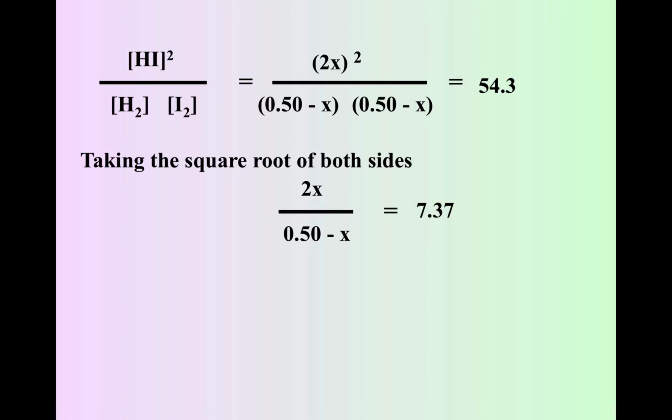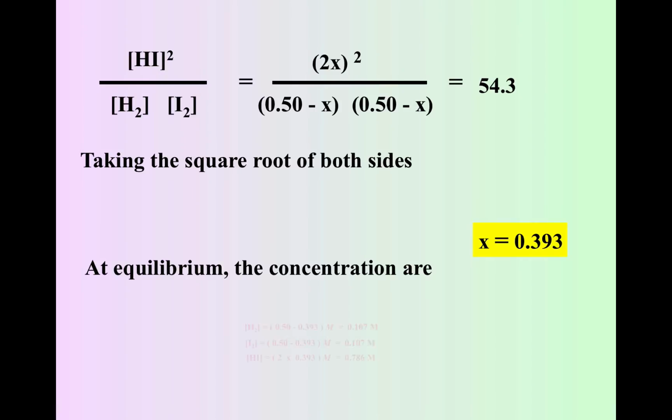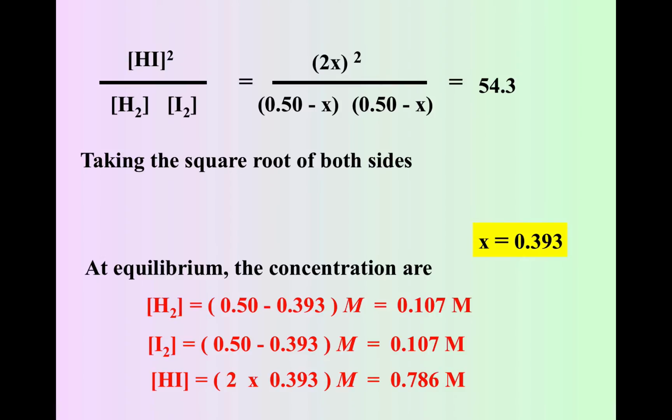So if I multiply both sides by 0.5 minus x, I now have a situation where I can collect terms. So if I add 7.37 to both sides, I now have a way of solving for x, right? So if I divide both sides by 9.37, I can solve for x. And now I can figure out the actual numbers for my equilibrium concentrations for the reactants and the products. So take x, subtract it. Well, hey, the K value, 54.3, is a spontaneous thing. So I expected to lose most of my reactants and turn them into products, which is what I did.